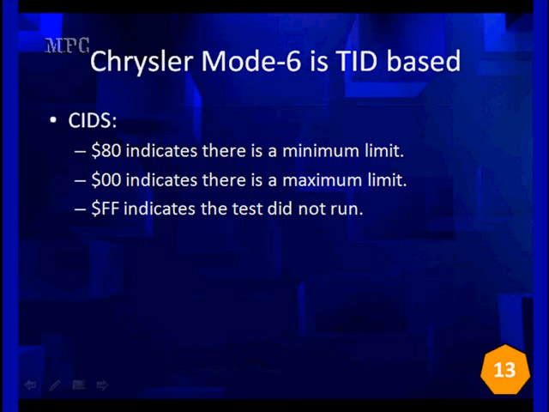Other than that, it's going to work very similar. What's unique about Chrysler is the way they've organized their Mode 6. It is a TID-based Mode 6, meaning it's going to be mainly by system, and then the SIDs are going to indicate what happened. A SID 80, for instance, indicates there is a minimum limit. A SID 0 indicates there's a maximum limit, and SID FF indicates the test did not run completely. It's partially complete, but did not run, not pass, not fail, just incomplete.